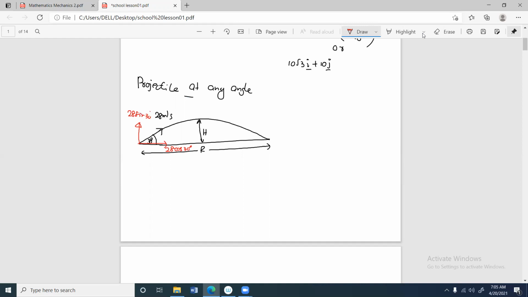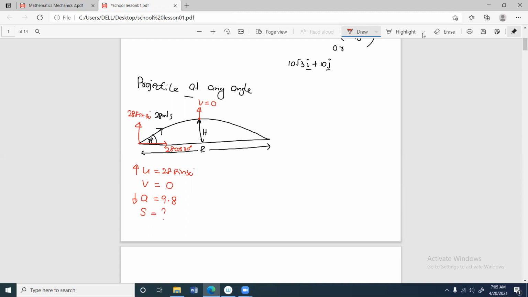To find the maximum height, we use the vertical component. The initial speed is 28 sin 30, vertically upwards. At the maximum height, the final velocity becomes zero, so V equals 0. We also need the acceleration, which we know is downwards, 9.8. So we need to find the value for S.